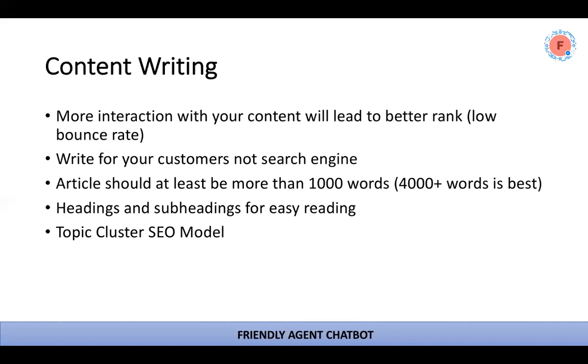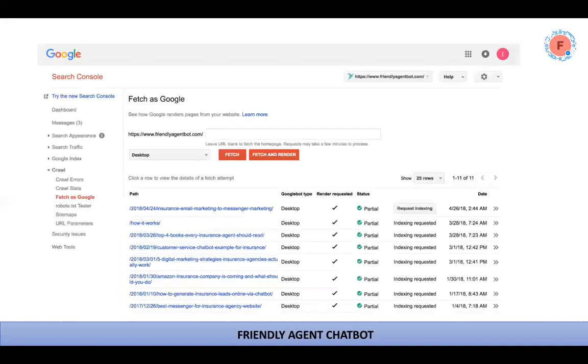So yep, the main thing, make sure your articles are more than 1,000 words. If you're writing a 4,000 word article with good keyword research, then you have a very good chance of ranking on top or the first page.